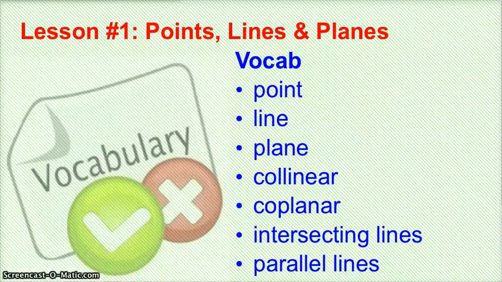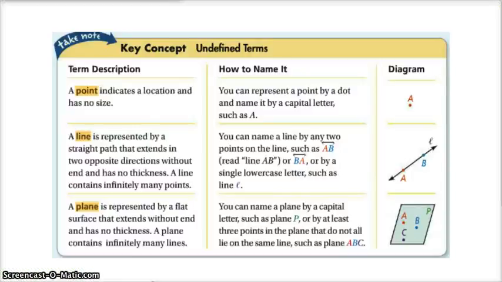Unit 1, Lesson 1 vocab: point, line, plane, collinear, coplanar, intersecting, and parallel lines. The first three terms, point, line, and plane, are referred to as undefined terms. That will be discussed more in class.